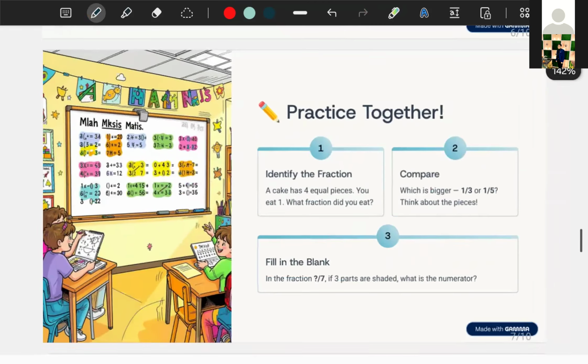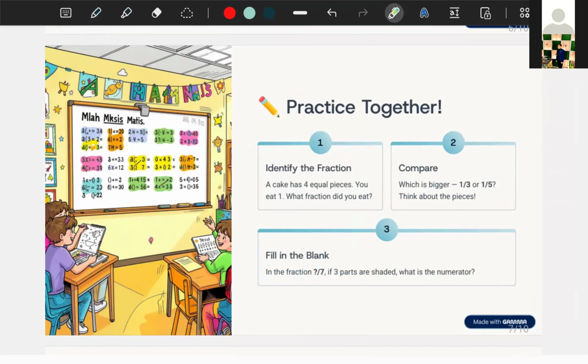Now if we talk about some random practice questions, so identify the fraction. A cake has four equal pieces. I eat one. What fraction did I eat? If it is a cake which has four equal pieces and I eat one, then how will I represent that in fractions? In the denominator we write the total number of equal pieces. So how many equal pieces? Four. Out of which what have I consumed? One.